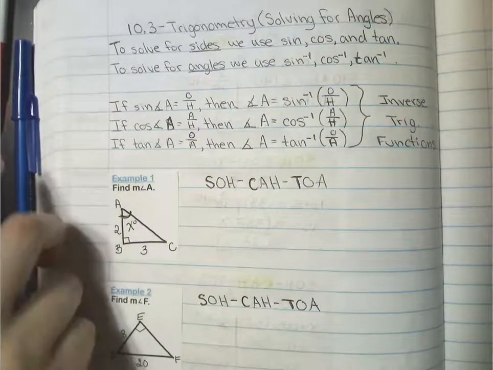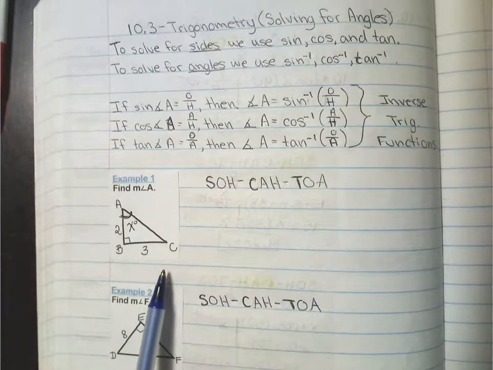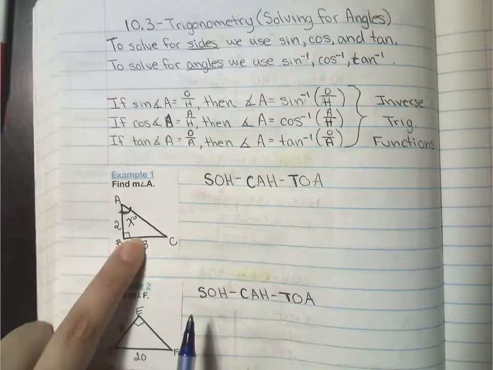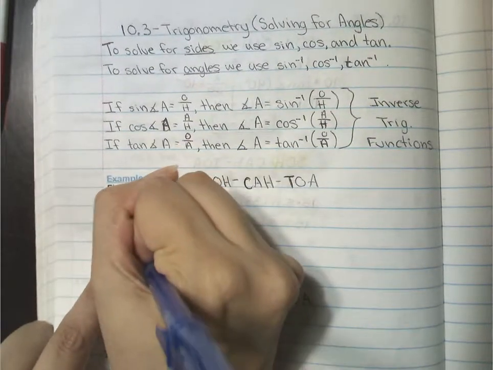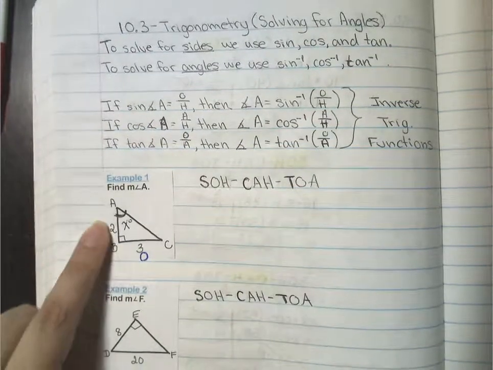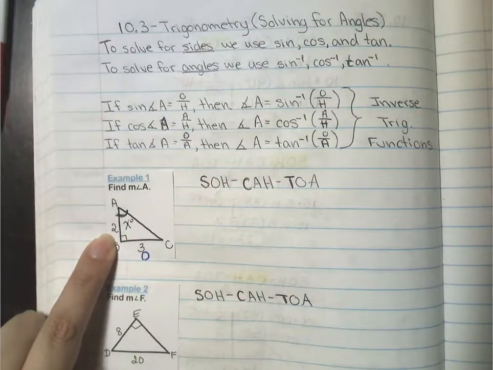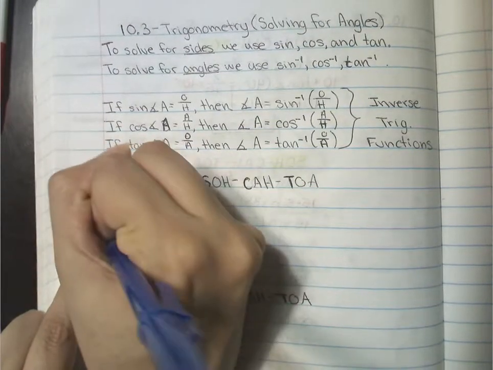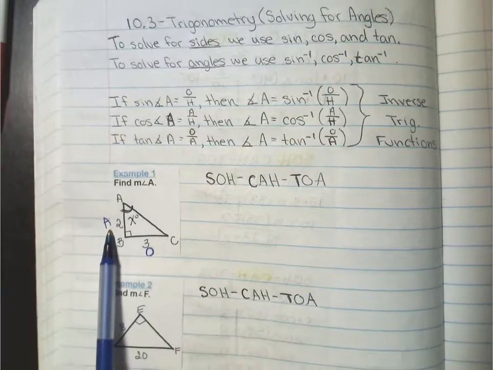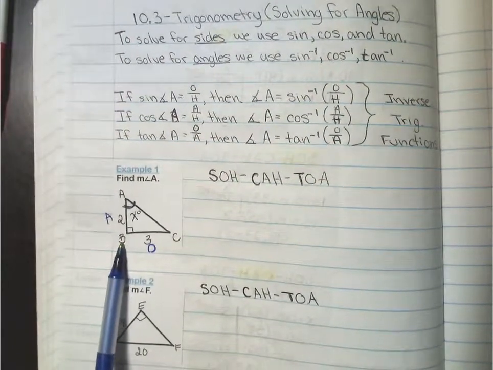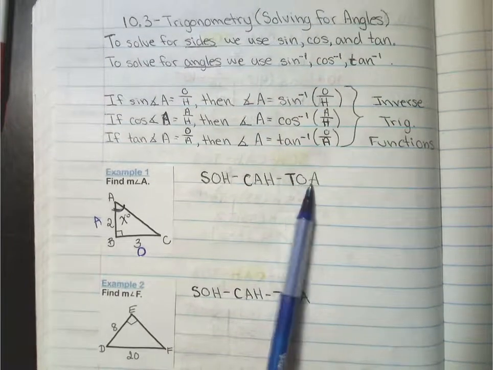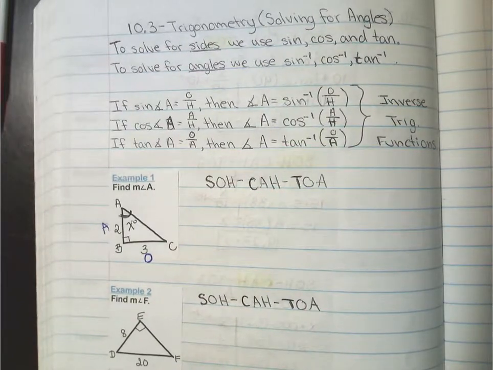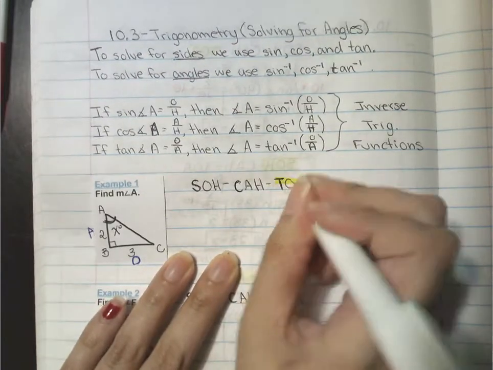Now I'm going to label my sides, the 2 and the 3 that are given to me. Since I'm working with angle A, opposite from angle A, I have the 3. That's O, my opposite. The 2 is right next to the angle. It is not the hypotenuse, so it has to be the adjacent side. This is my A. So with O and A, I determine which trig function I'm using. I'm using tangent because it has O and A. I'm going to highlight that part so that I know that I'm working with tangent.